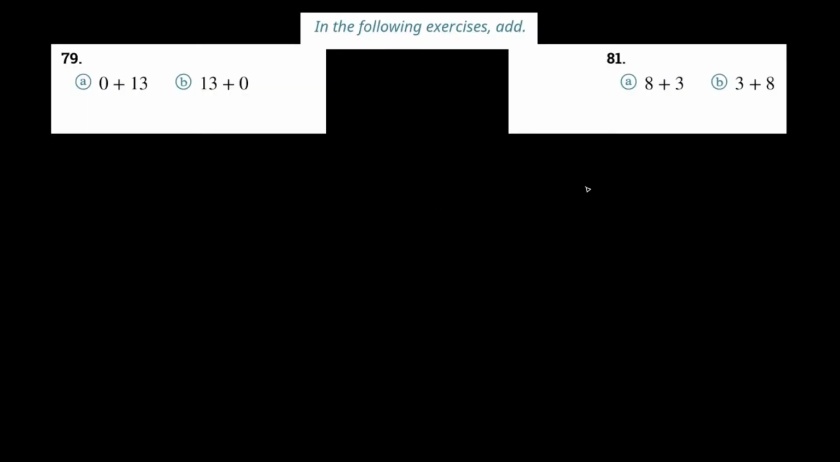For this video, all we're going to do is add. We're going to go over two concepts as we practice addition. Our first one, in number 79, is the identity property of addition. What that means is that if we have a number plus 0, it'll give us back that original number. So in this case, we have 0 plus 13. 0 plus 13 is just 13.